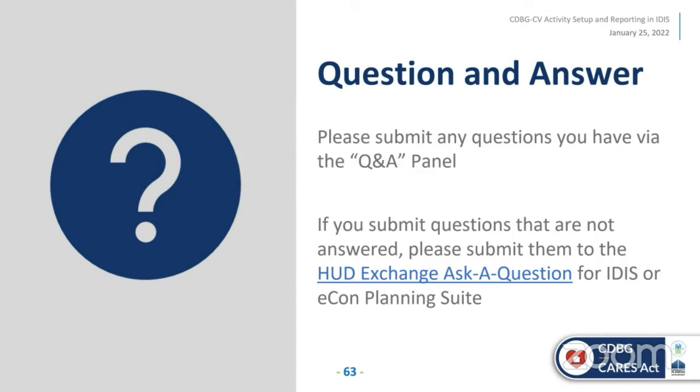Okay, thank you. Here's a question. What if you're providing emergency rental assistance and housing counseling to the same households? Do you need to set those up as two separate activities? Yes, that would be correct. If you're having a rental assistance activity and then you're also doing a separate program where you're doing housing counseling, then that would be 2 separate activities.